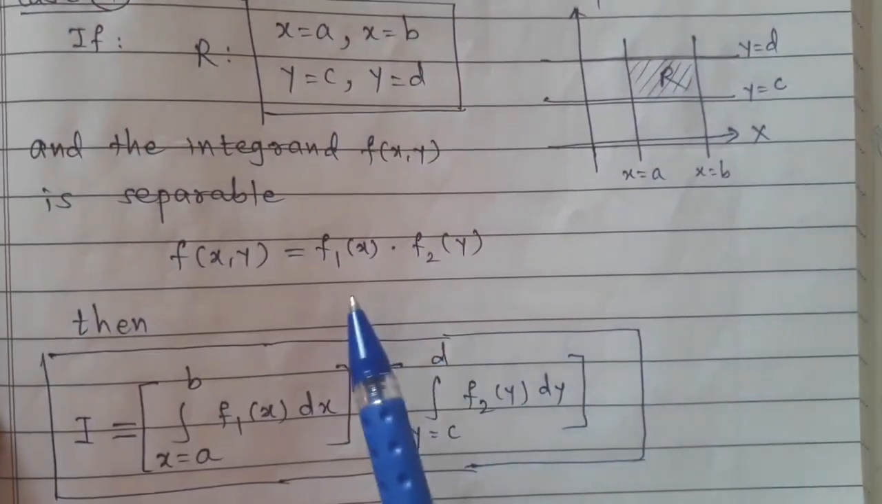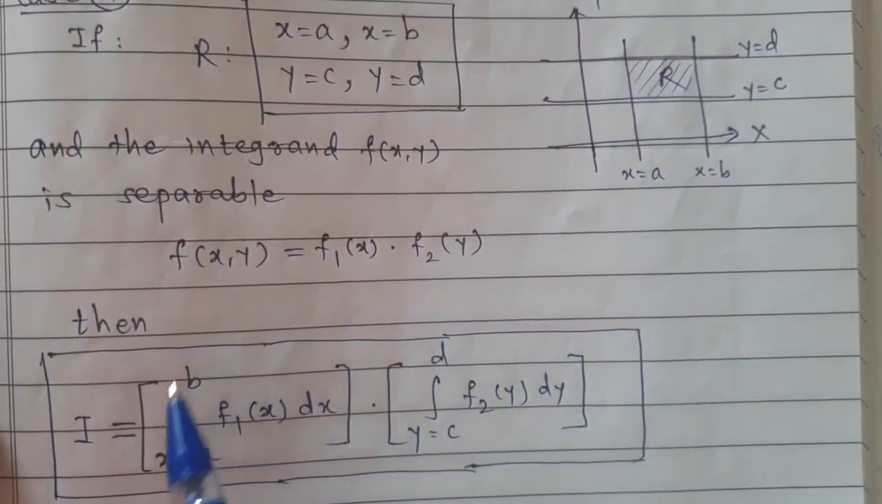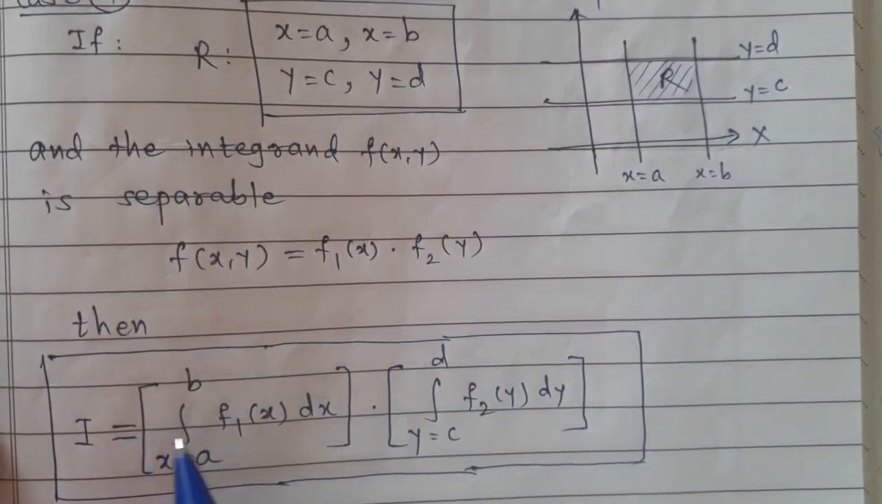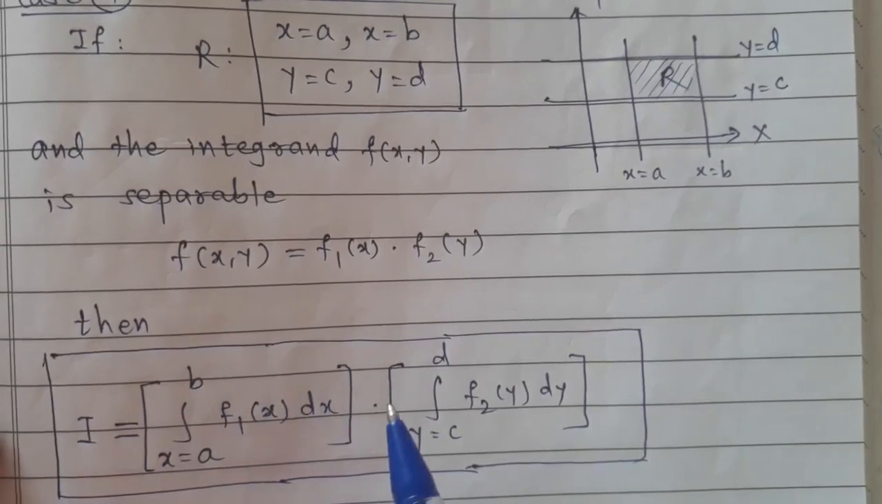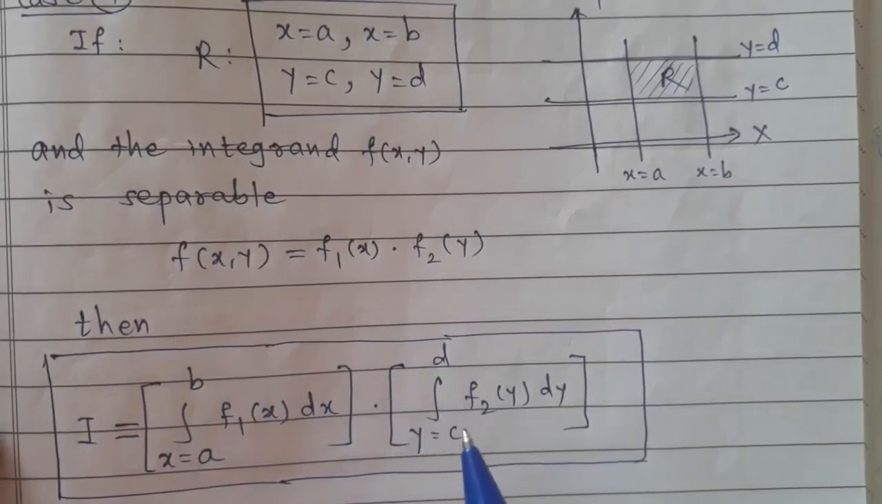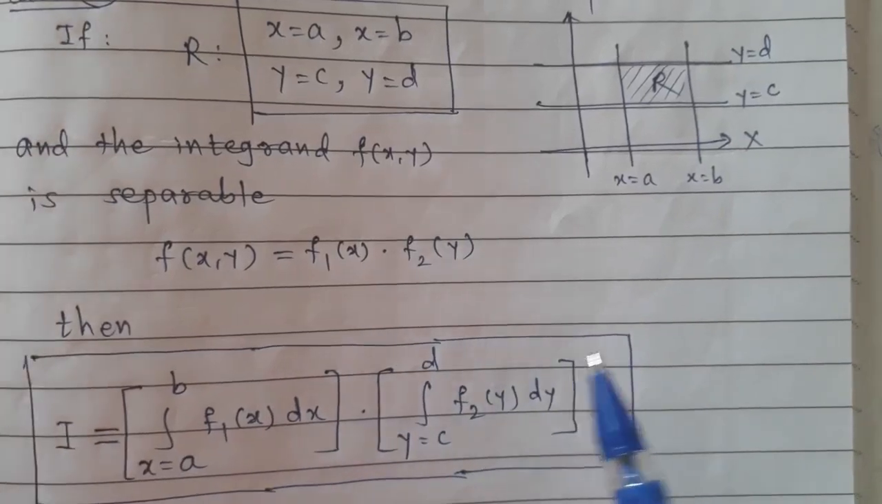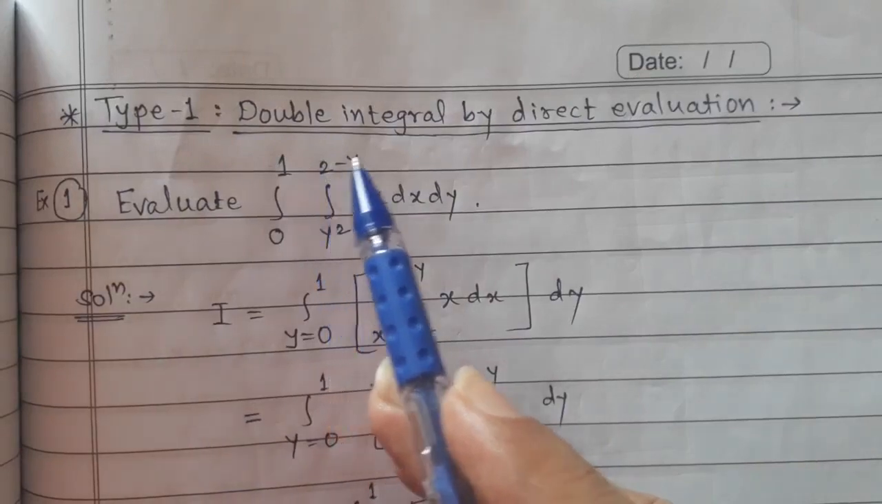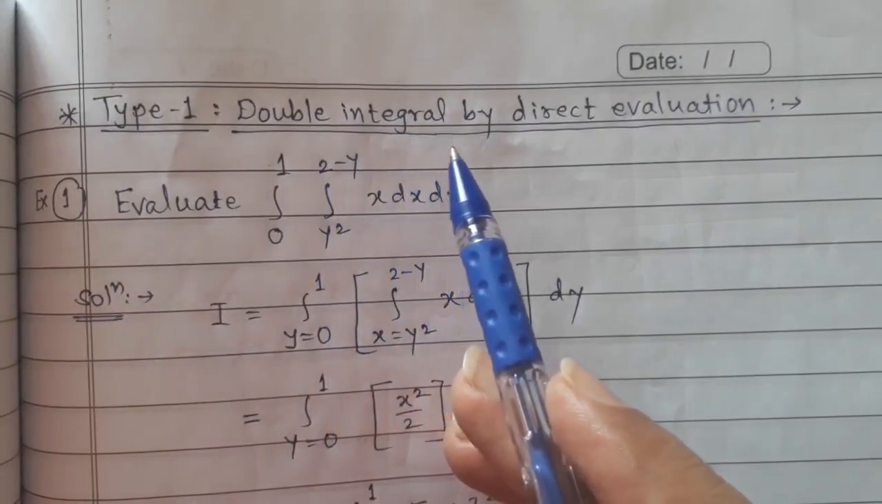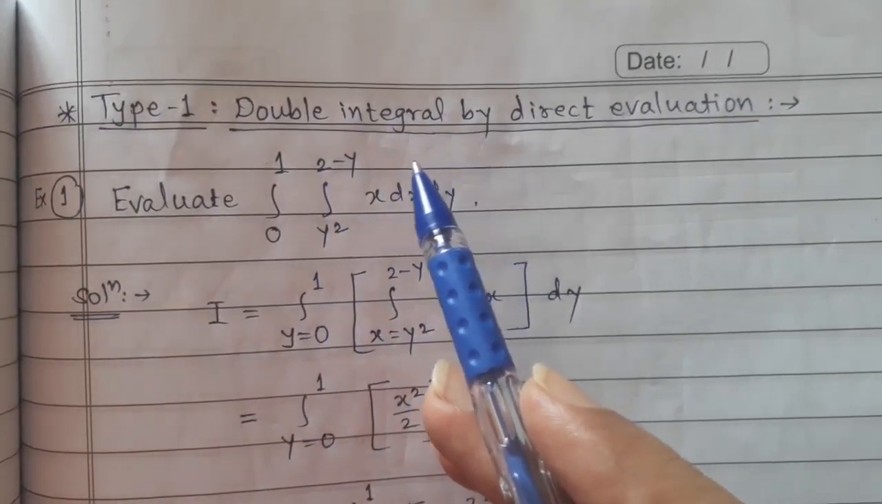Terms of x and y are separated, then we can separate the double integration as a product of two single integrations. So integration x equal to a to b f1 of x dx, the part of x is here in the first square bracket, multiplied by integration y from c to d f2 of y dy, the part of y in the second square bracket. Under type number 1, now we will see the double integration by direct evaluation, where the limits will be already given.